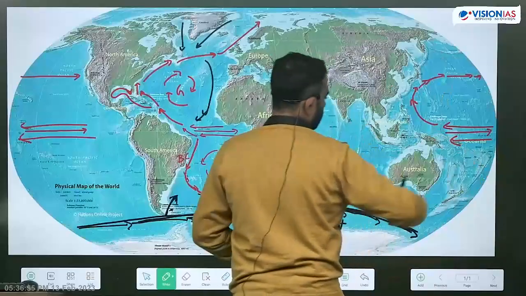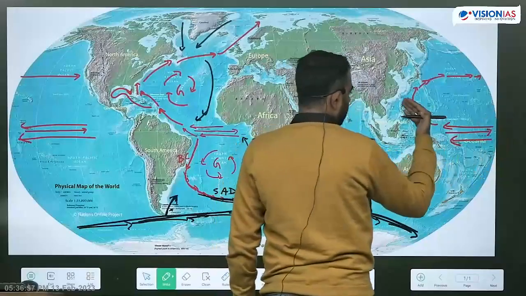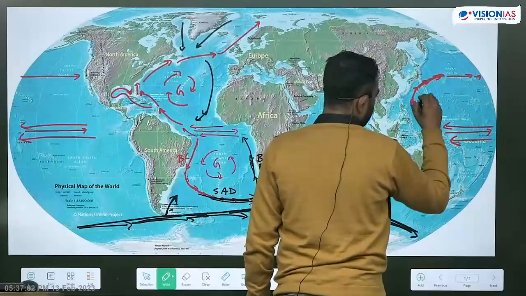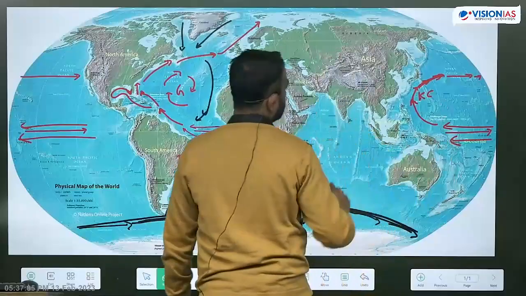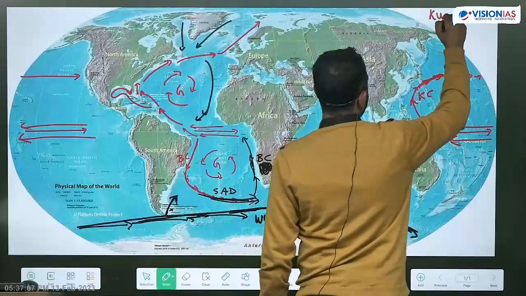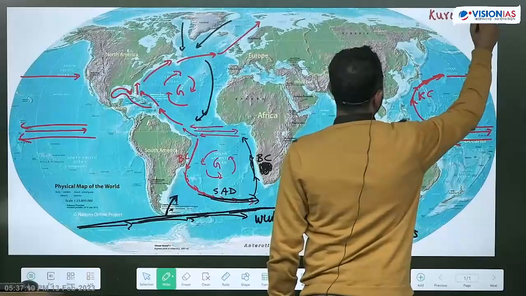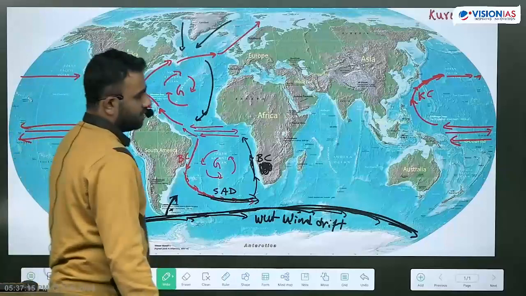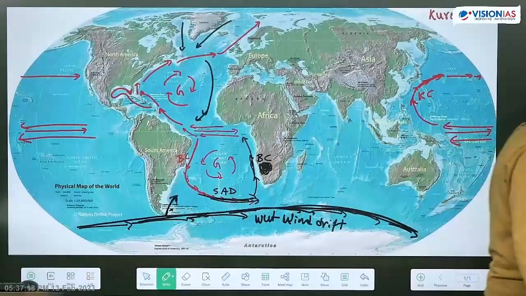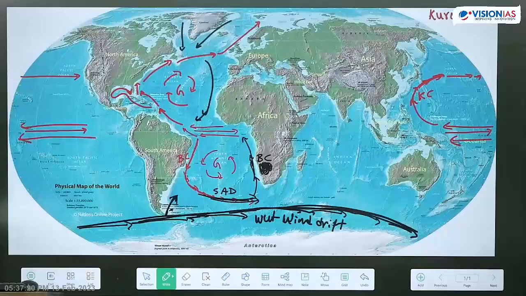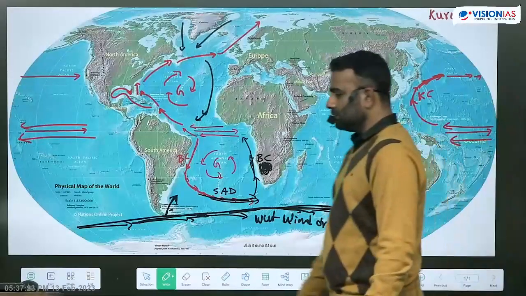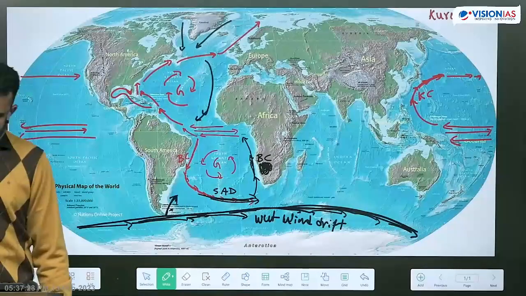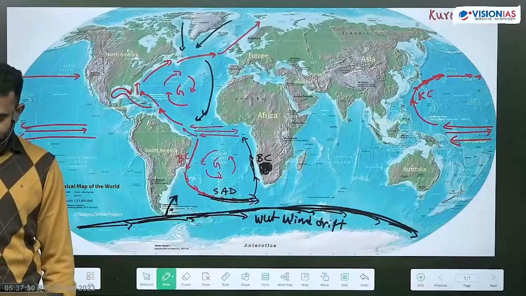So now this part, the north equatorial current turned north along the coast of Philippines and Japan. So this current has a specific name which is called the Kuroshio current. Okay, along the coast of Philippines and Japan. It's a Japanese word, Kuroshio. So it's a warm current moving along the coast of Philippines and Japan.